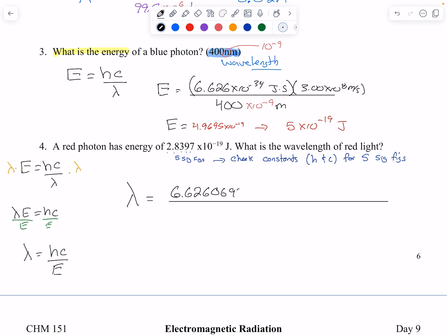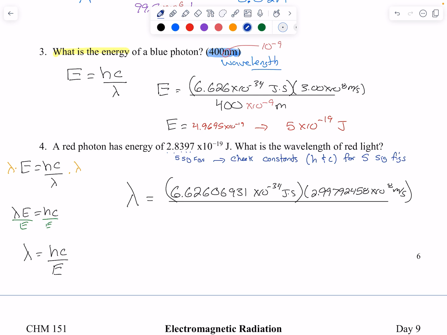6.626 times 10 to the negative 34 joules times seconds. Speed of light: 2.99792458 times 10 to the 8th meters per second. All right. Now listen, do we need to use all those sig figs?